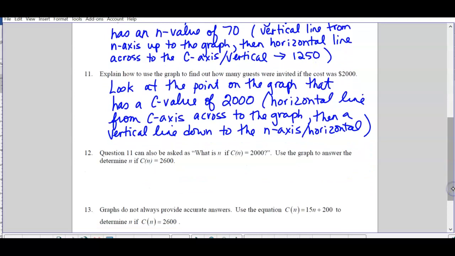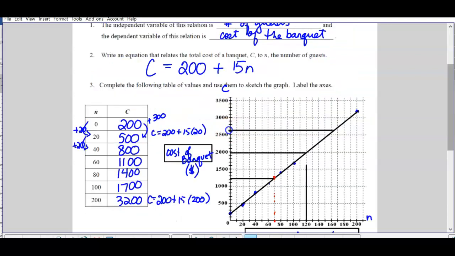So question 11 can also be asked as, what is N if C of N equals 2,000? Use the graph to answer. So this, we said it was 120, okay, from our graph. Now, determine N if C of N equals 2,600. There, I'm a little bit high on that one. Goes down, so then let's see if it will let me fix it. It seems to be not liking it too much.